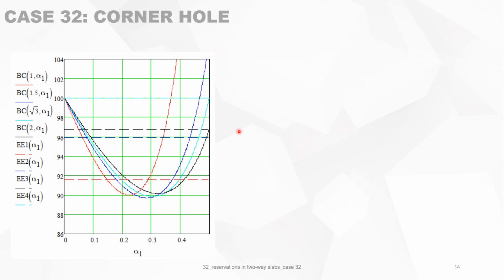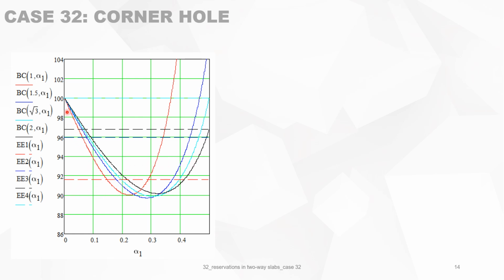What can we do with this type of formula? Well, you can put it on the x-axis. We have alpha 1, the size of the reservation, and on the y-axis, the bearing capacity. And we can do that for different values of alpha. For red, alpha is 1, then the blue alpha is 1.5, and then the light blue is when alpha is square root of 3. That is where the vertical and the horizontal yield pattern are coming together. And the black one is for alpha equals to 2. So these are the main curves.